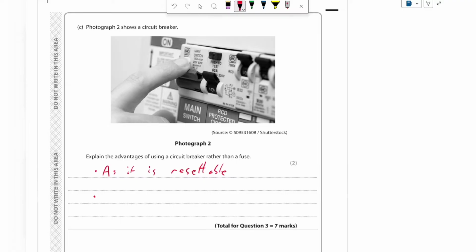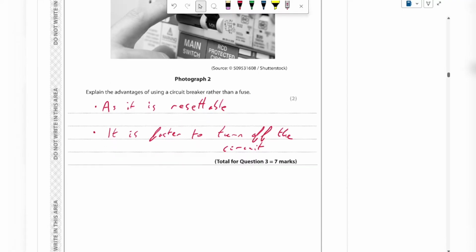And the other reason that it's used, and potentially the more important one from a safety point of view, is it is faster to turn off the circuit. Okay, a fuse can take a few seconds to melt. The circuit breaker can stop straight away.